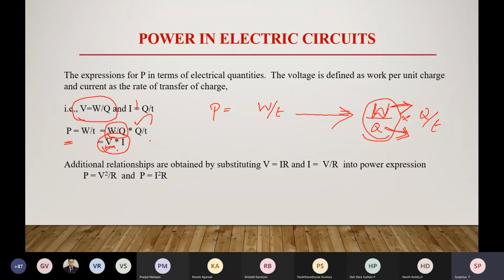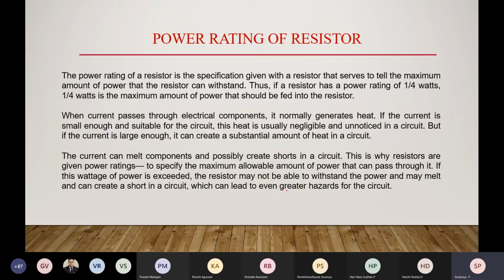Now if we apply Ohm's law, I can be written as V by R. So power can also be computed with the expression V square by R. In the same way, V can also be replaced as I into R, so the power expression can also be represented as I square R. The unit of power is watts or joules per second. Okay. Power rating of resistors.